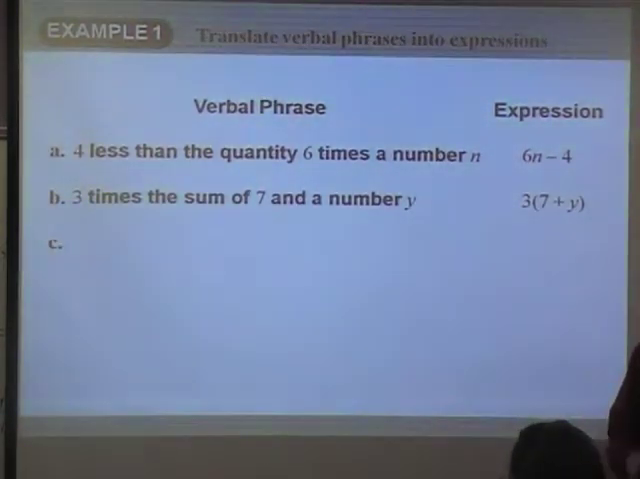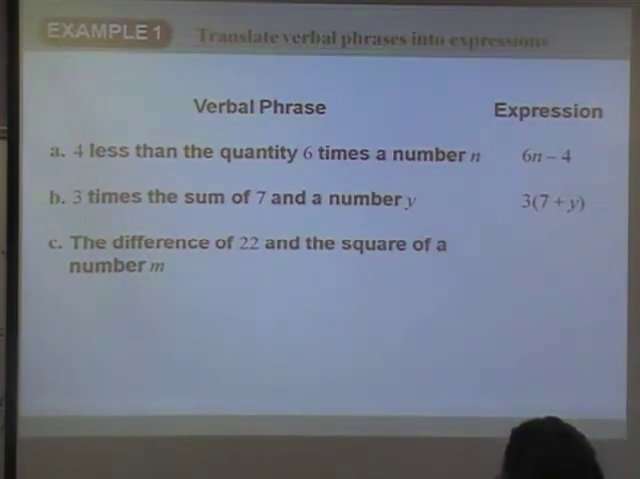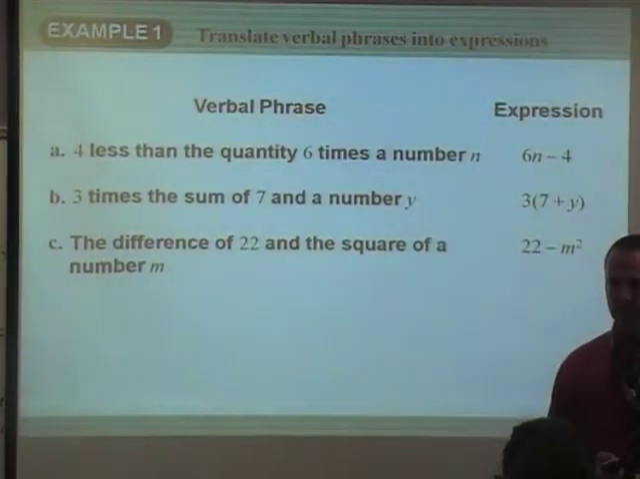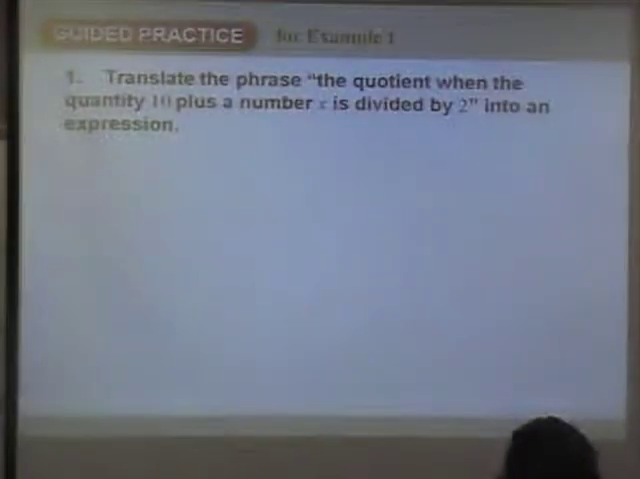All right, C. The difference of 22 and the square of a number m. Everybody got it? 22 minus m squared. Yes. That was really good. All right. Glad you're paying attention.